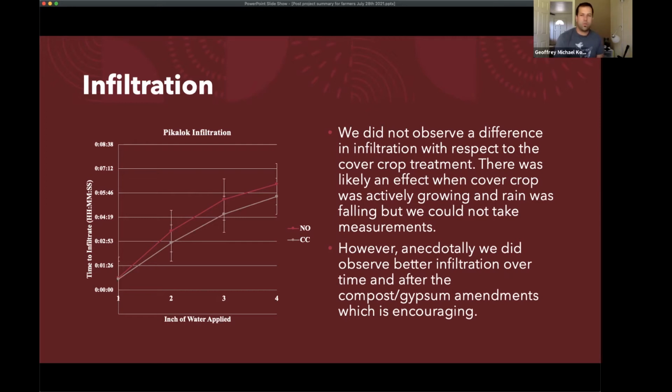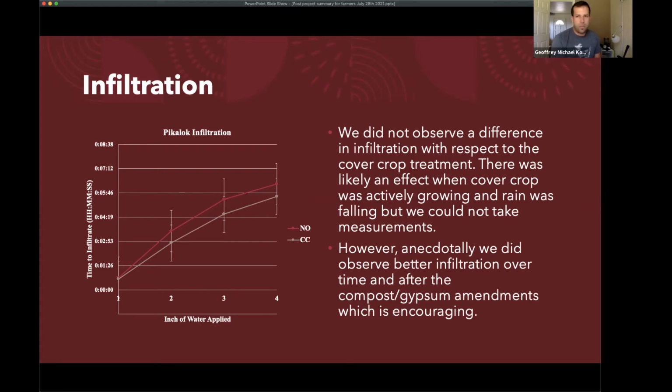There was, like I said, likely an effect. I remember observing the cover crop in the field right after rain, and there wasn't that ponding that we saw earlier in that picture. The water was making it into the ground, and I think that is thanks to the cover crop being in the ground.